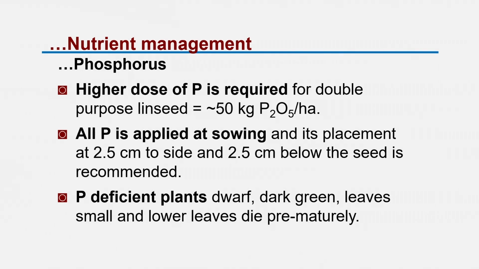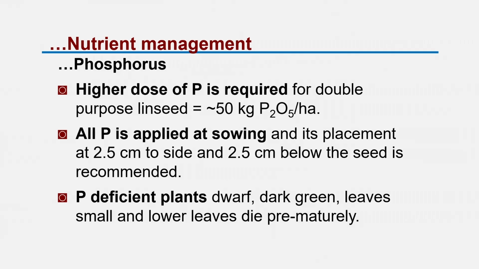Higher doses of phosphorus are required for double purpose linseed, which is grown for seed as well as for fiber. The quantity is 50 kg P2O5 per hectare. All P is applied at sowing, and placement 2.5 centimeter to the side and 2.5 centimeter below the seed is recommended. This kind of practice, band placement, slightly away from the seed and at a depth of 2.5 centimeter, increases phosphorus use efficiency.